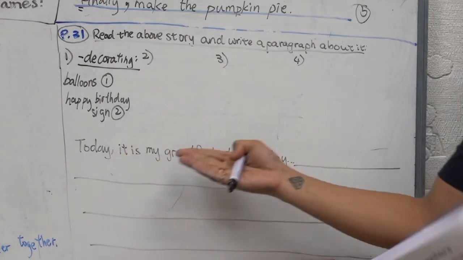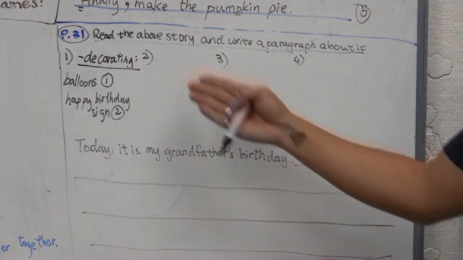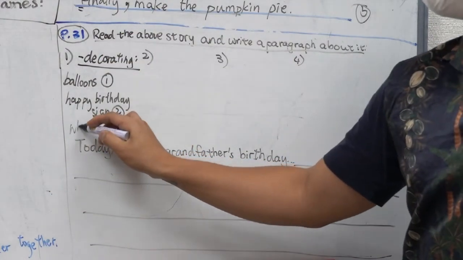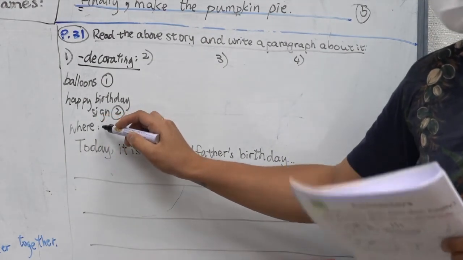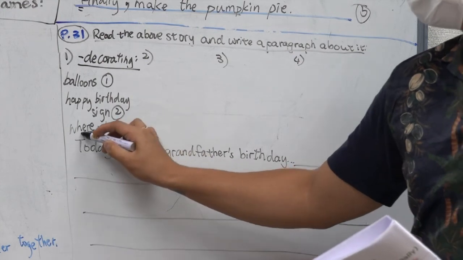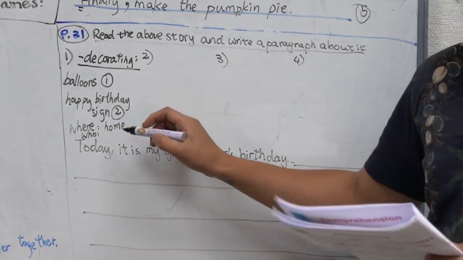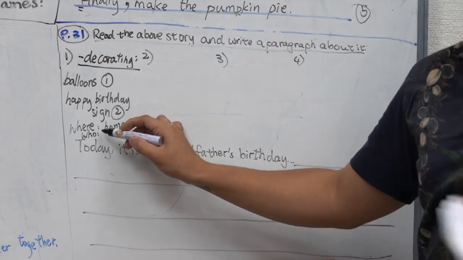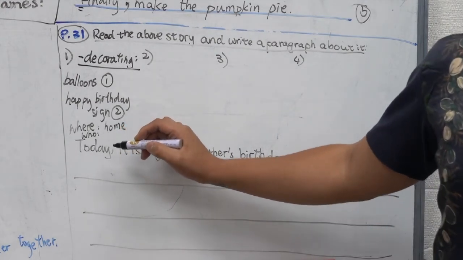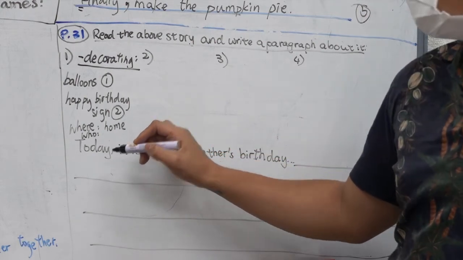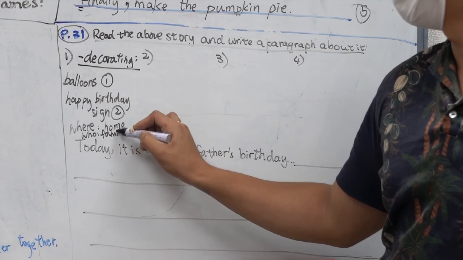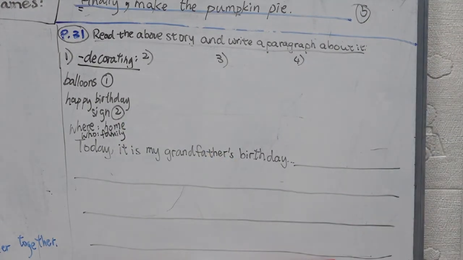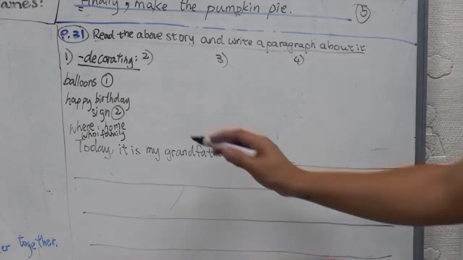So today it is my grandfather's birthday, right? And then where's the where, right? We can talk about the where. Maybe at home. And then who is decorating? You can say, if you are a girl, then you can pretend you are the girl, and then the boy is your brother, and then the big boy is your daddy, right? So you can say your family. Of course your family, because it's your grandfather's birthday. So we have all of these notes in picture 1. So they're decorating with balloons, which was the first one, and then happy birthday sign, the second one, and then it is at home with the family. So you can start with these 2 first, okay?